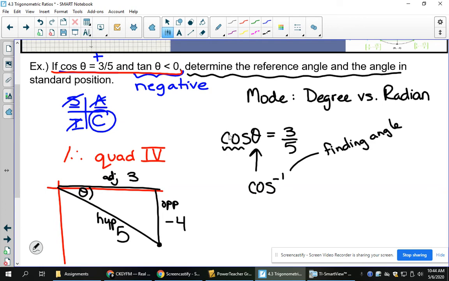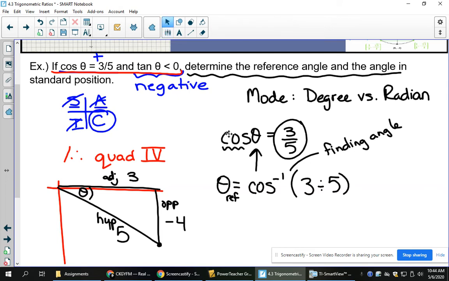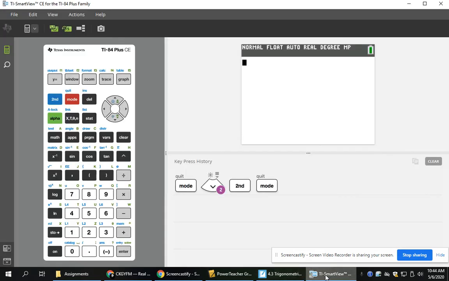So for most calculators, that's a matter of pressing second function cosine. Then you want to do the division that your question has. So 3 divided by 5. This is going to give me theta, or more specifically, reference theta. Let's look at what the buttons are on the calculator.